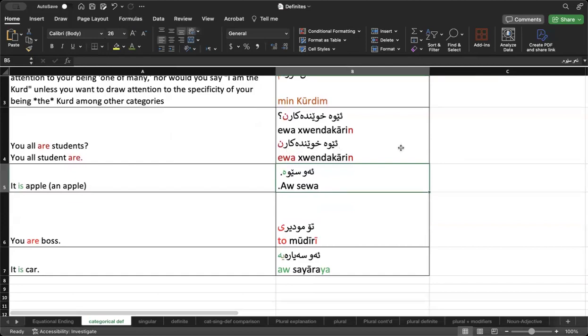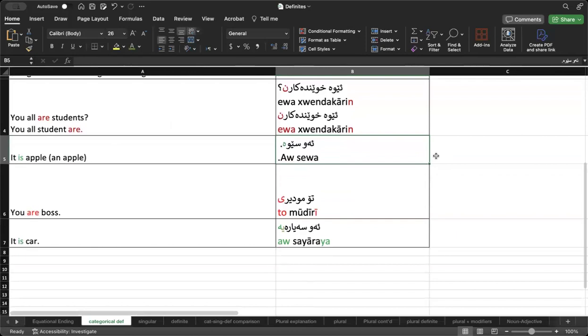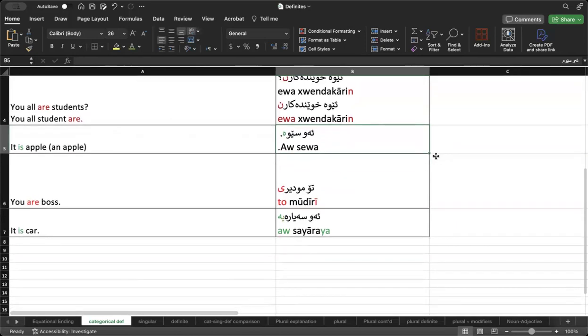So khwendekar, student. Now you can also say kutabi. That works perfectly well. Apple. It is apple. It belongs to the category of things that are apples. Au sewa. You are a boss. We're not saying you are the boss or you are one boss. Just you are a boss. To mudiri. It is a car. It is car. Au sayaraya.